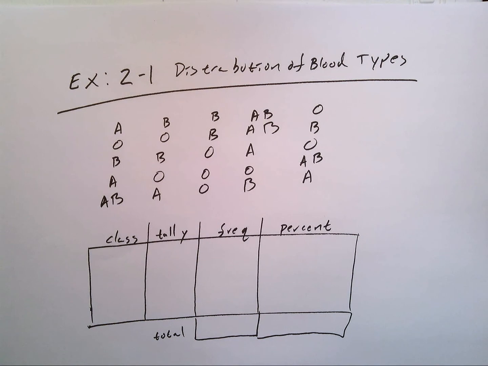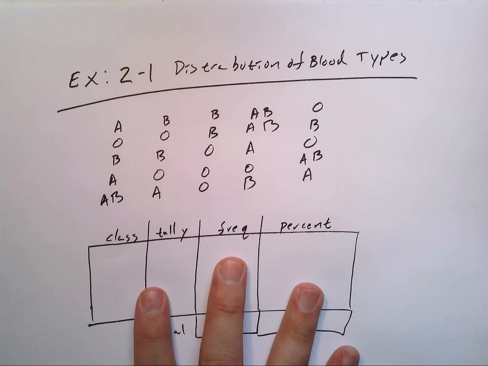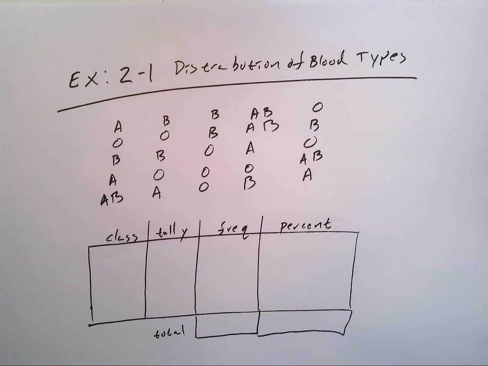We're going to do example 2.1 in chapter 2, section 1, distribution of blood types. When we do distribution of blood types, what we need to do is fill out this chart, and we're going to fill it out by hand. On later problems, we're going to use a calculator and other technologies to do it for us. But so we can appreciate how much time those tools are helping us, let's do this all by hand.